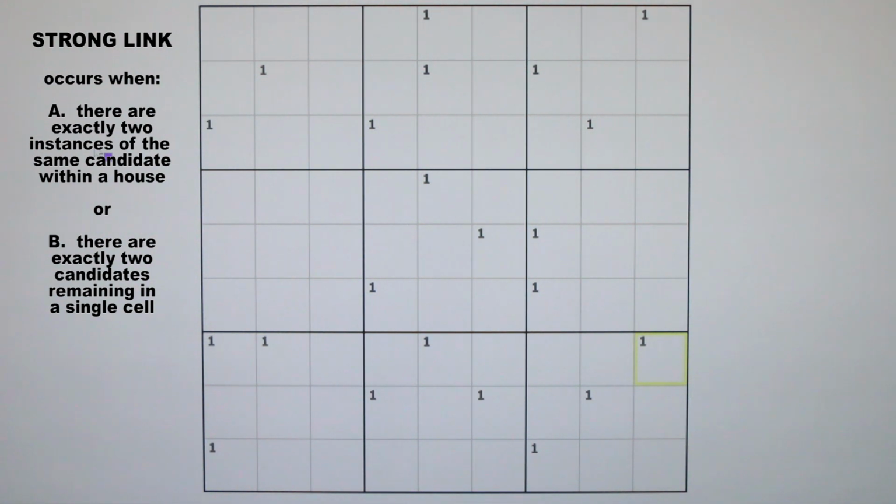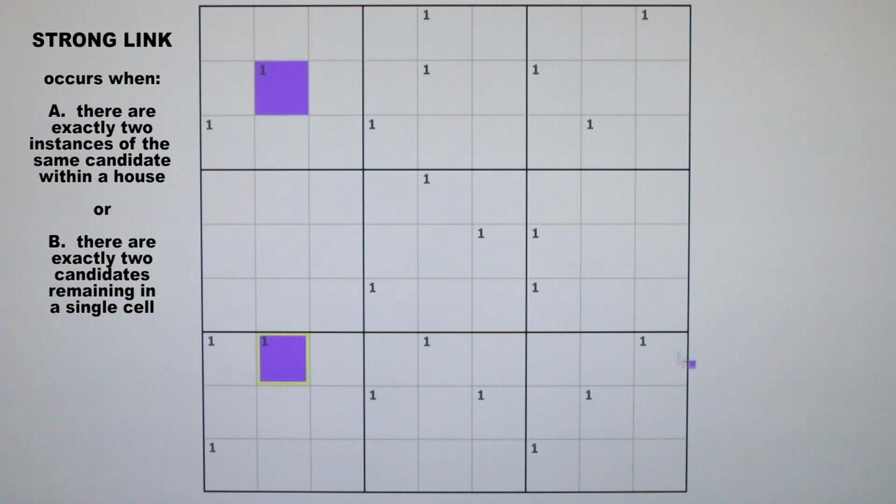Here we see candidate 1 spread out through this puzzle. Now in the top row, we see that there are only two instances of candidate 1, so there is a strong link between those two ones. And there are only two ones in column 9, so there's a strong link between those. Over here, in block 1, there are only two ones within this house, block 1. So there's a strong link between those two ones. And there are only two ones in column 2. So there's a strong link there.